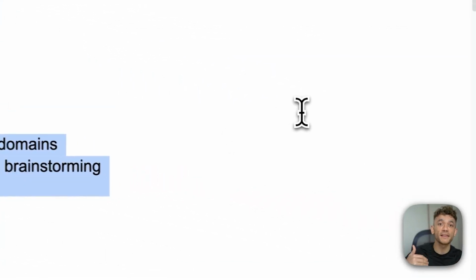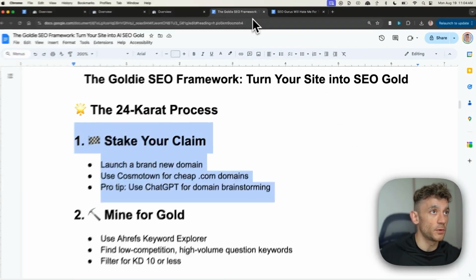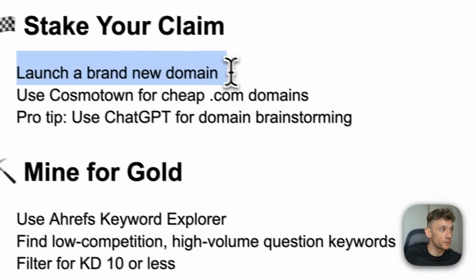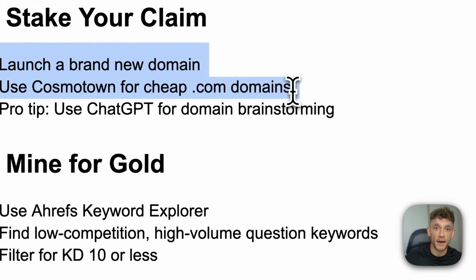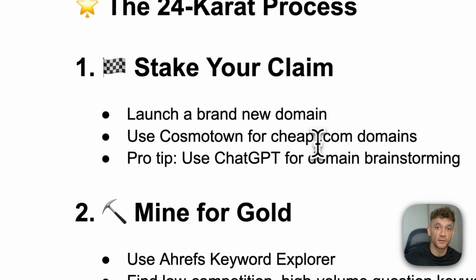So the first part of this process is to stake your claim, aka find a relevant domain to your niche that you can start ranking with. Basically, we're going to launch a brand new domain. I usually use Cosmetown, and there are no affiliate links inside the description of this video. I'm just teaching you how to do this for free.